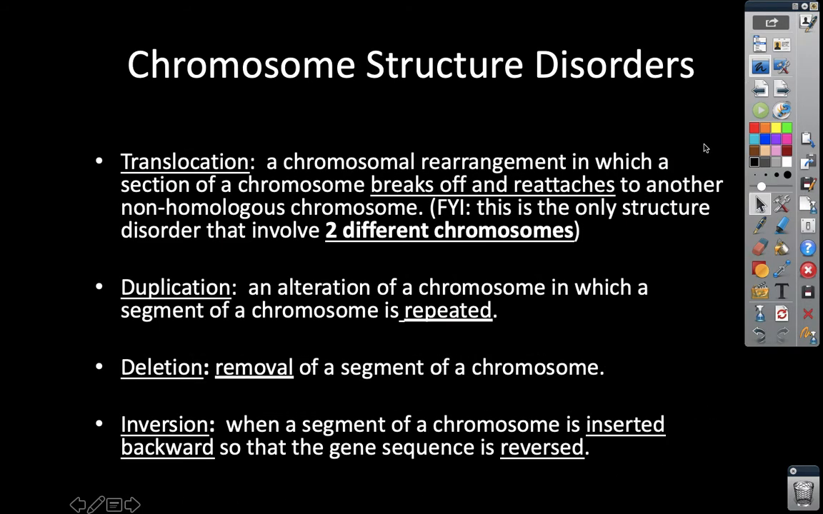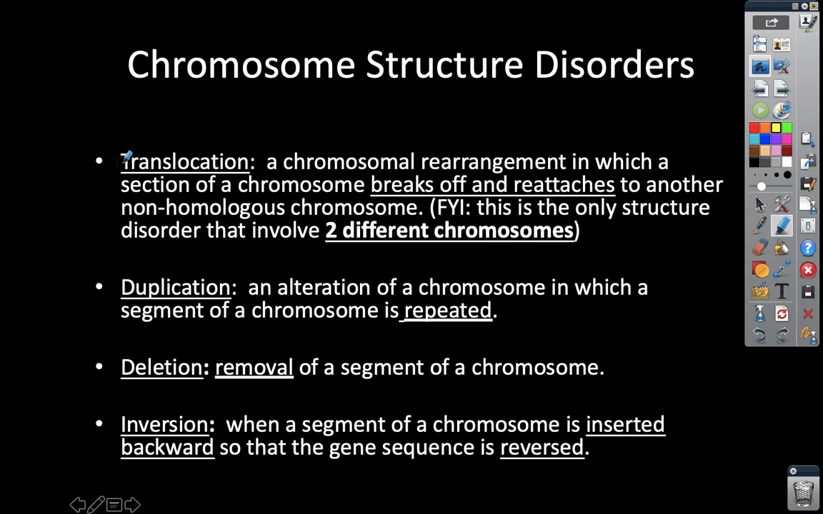So the next type of chromosome disorder that I want to talk to you about are chromosome structure disorders. Now, a structure disorder does not change the number of chromosomes that a person has. It just affects the arrangement of the segments or the bands of those chromosomes. And there are 4 different types of chromosome structure disorders that you need to be familiar with.